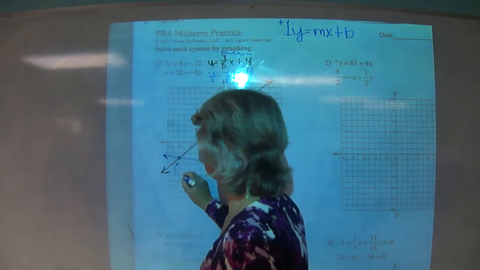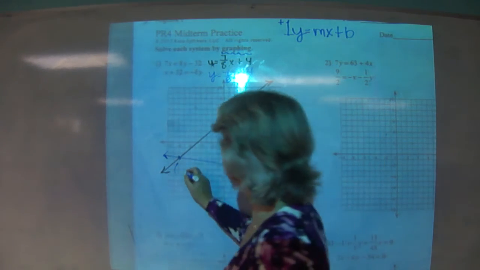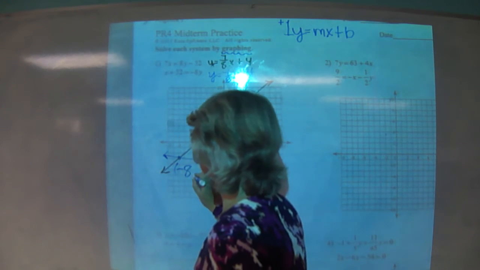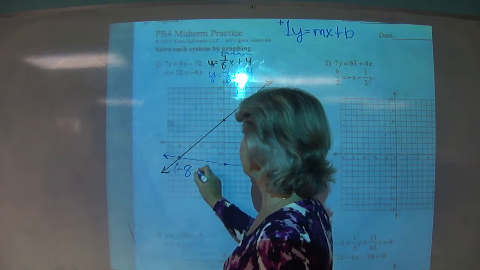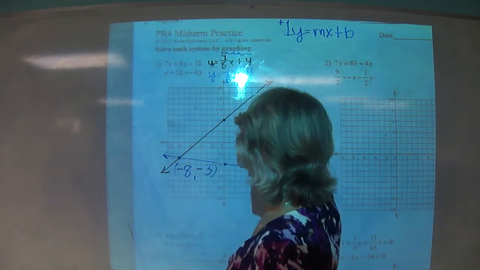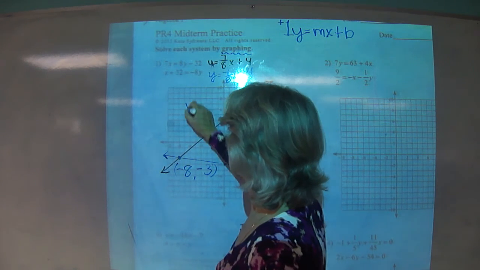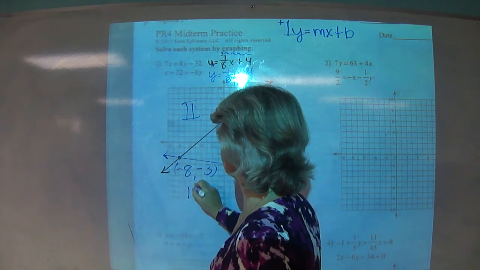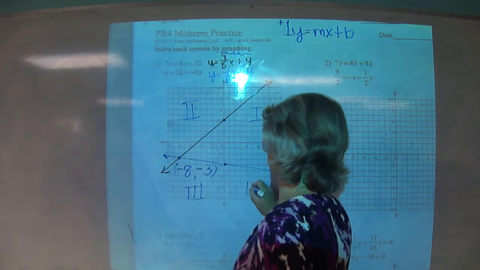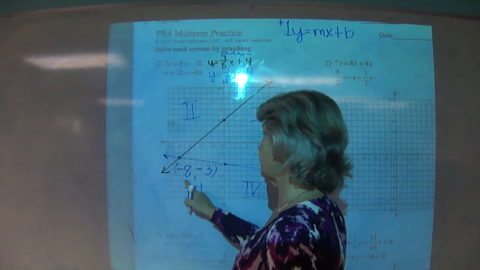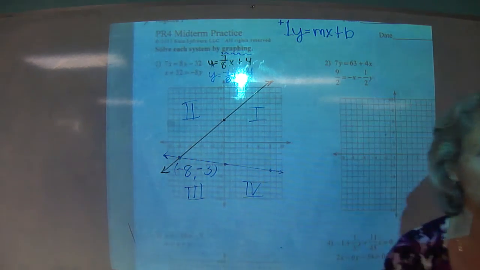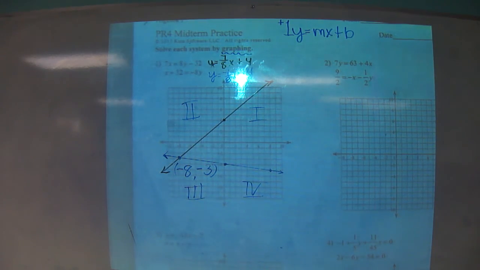So what we have here, x comes first, -8, and y comes second, -3. So we have quadrant 1, quadrant 2, quadrant 3, and quadrant 4, and our answer is -8, -3. It happens to fall in quadrant 3, negative.